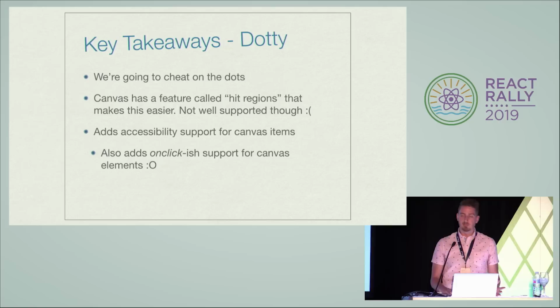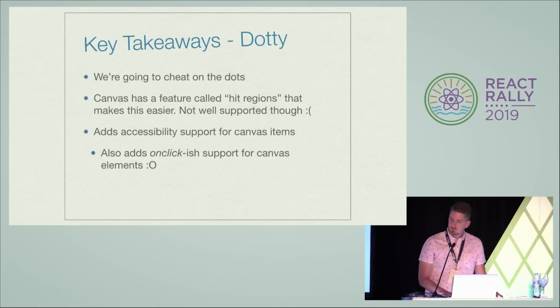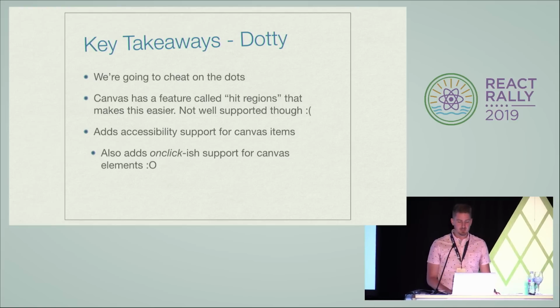So, not that great. At the same time, the purpose of hit regions, as far as I can tell, is that it's supposed to help add accessibility for Canvas elements and items. And also for our purposes, it adds almost like an on-click event handler for Canvas elements, so it makes that a lot easier. I hear rumors that there are people at Chrome and standards committees here, so maybe hit them up and be like, hey, how about those hit regions, huh? Maybe if you get a chance. But yeah, we're going to use that.